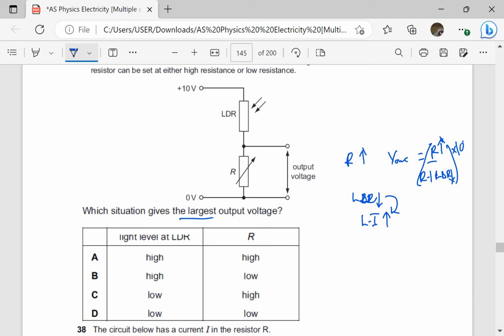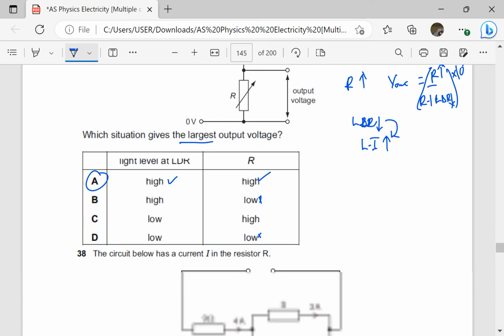Therefore, let's see which situation gives the largest output voltage. We have already seen R should be high, so we eliminate low. Then the light intensity should be high so that the resistance of the LDR is low. So our answer is going to be A. The resistance of the LDR is low, so the PD across the LDR is small, making the PD across the fixed resistor high.